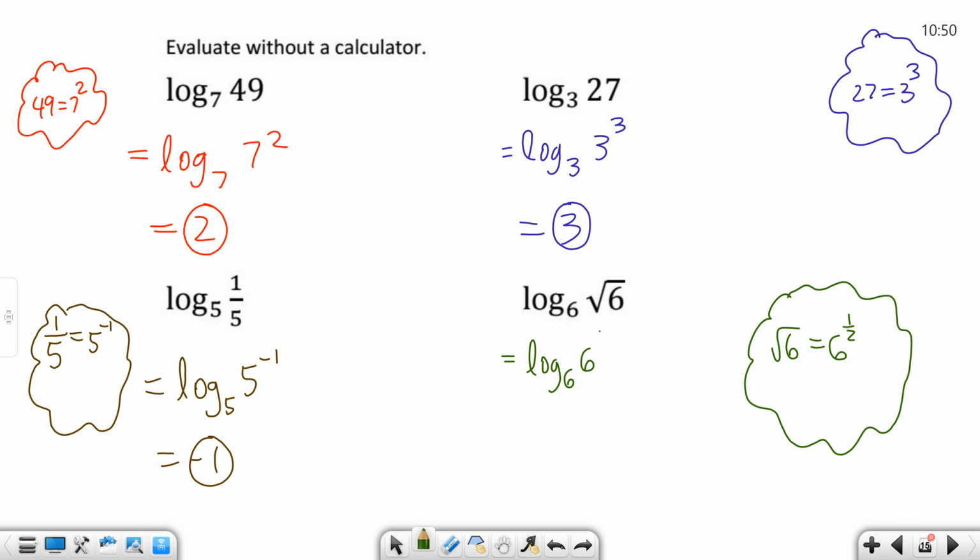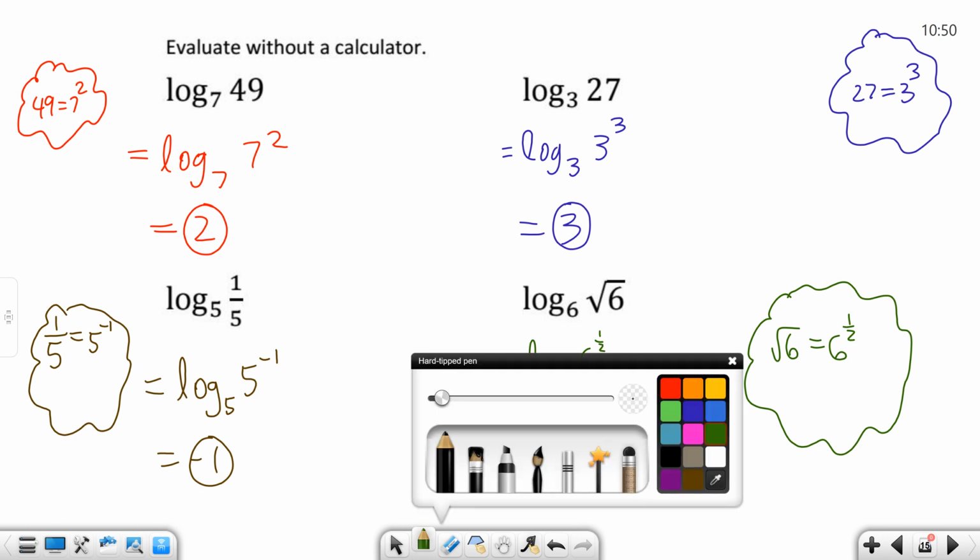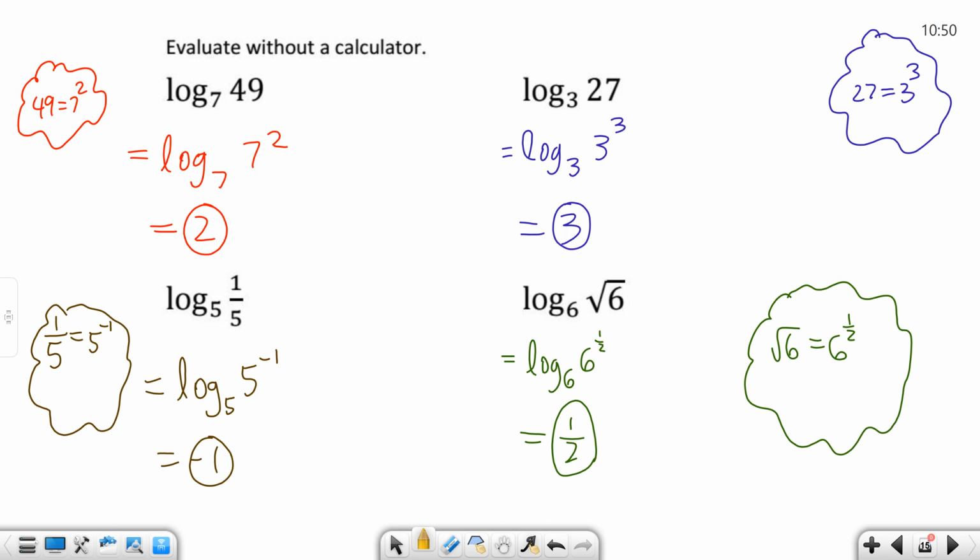So this is written as log base 6 of 6 to the 1/2. And again, these match. So 1/2 is my final answer here.